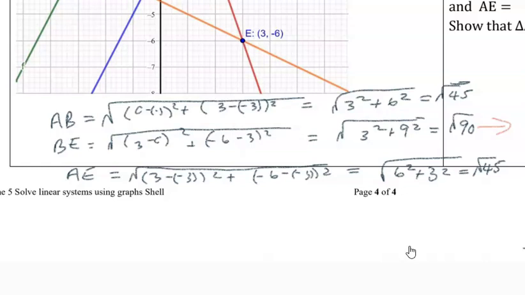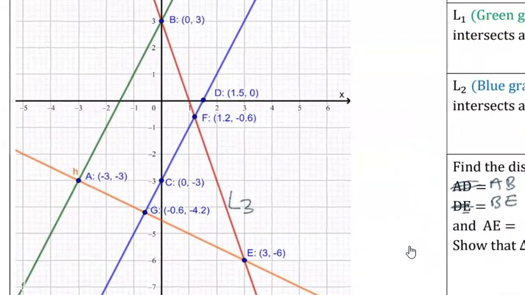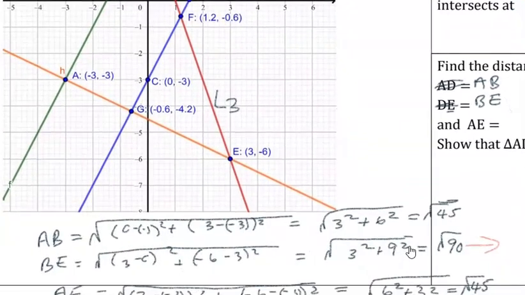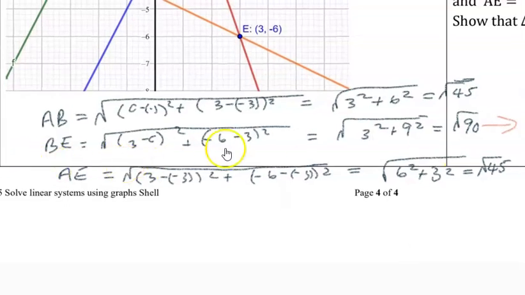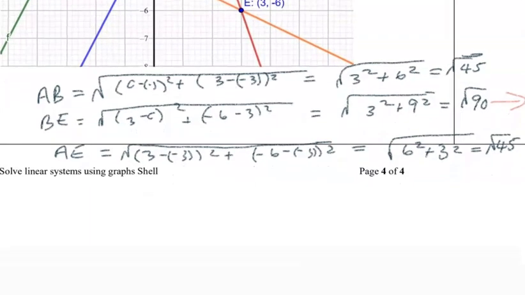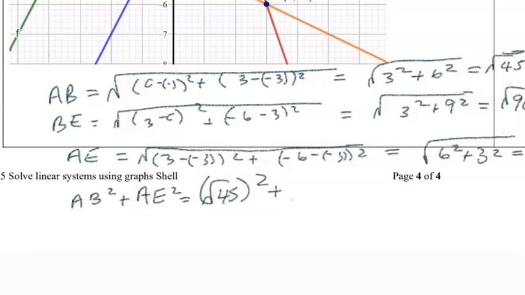So on our diagram, we see that BE looks like it's the longest side. Also here, when we compute it, we see BE is the longest one. So what we want to determine is then whether what is the value of AB squared plus AE squared. That is 45 plus 45, which is equal to 90.